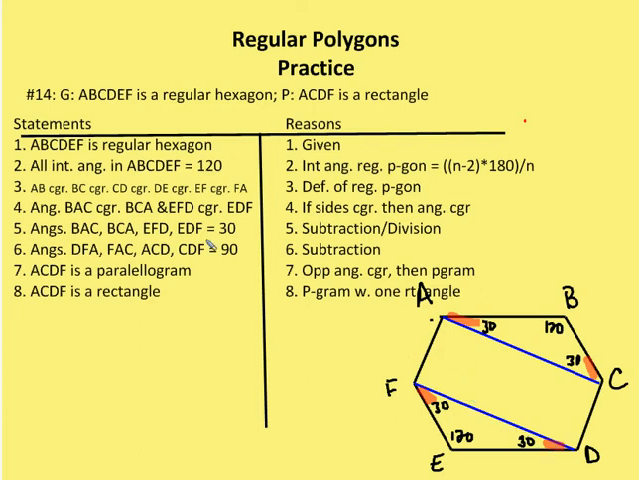Now by subtraction I can figure out that AFD, FAC, ACD, and CDF are all going to be 90 degrees, or right angles.